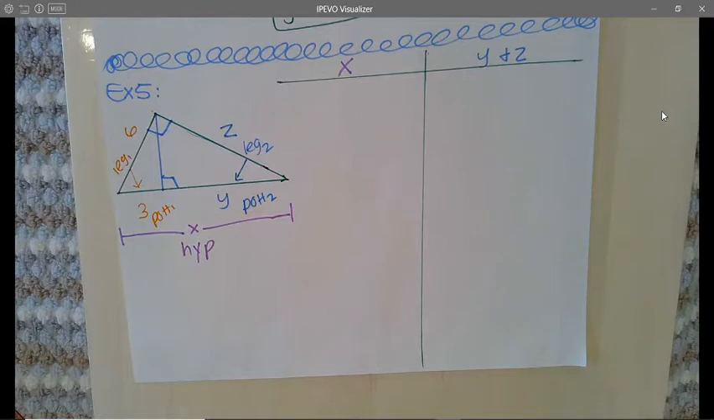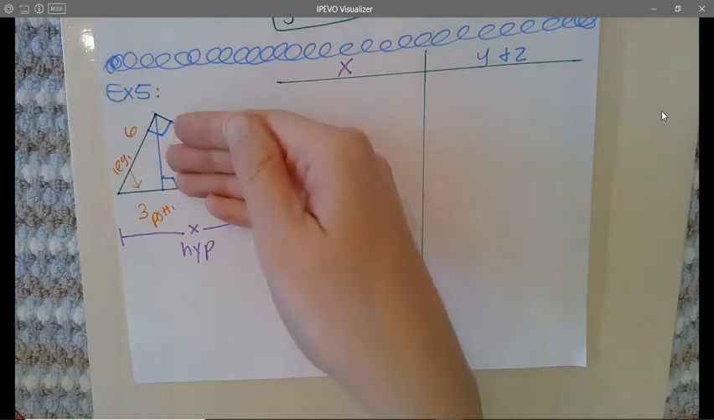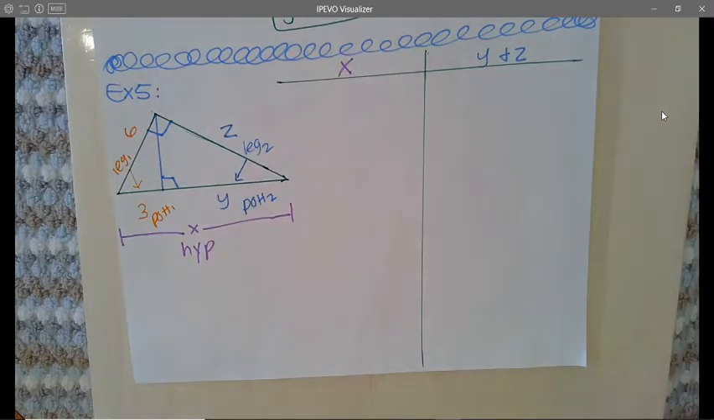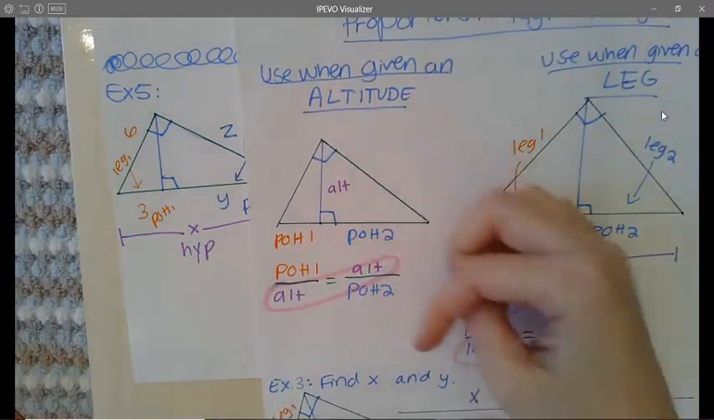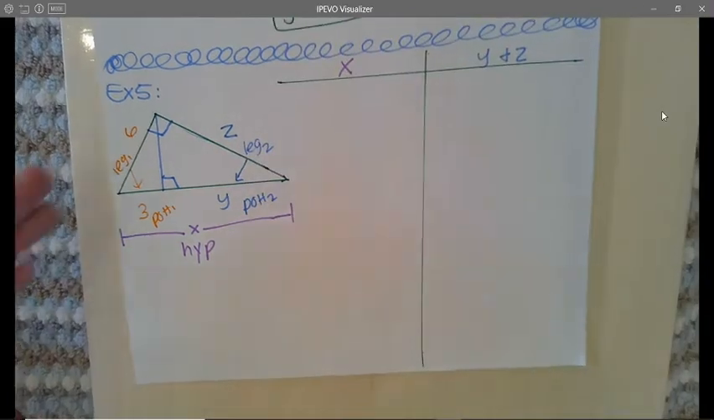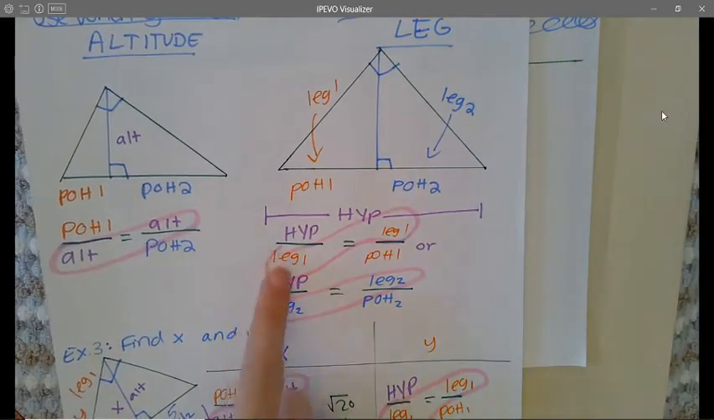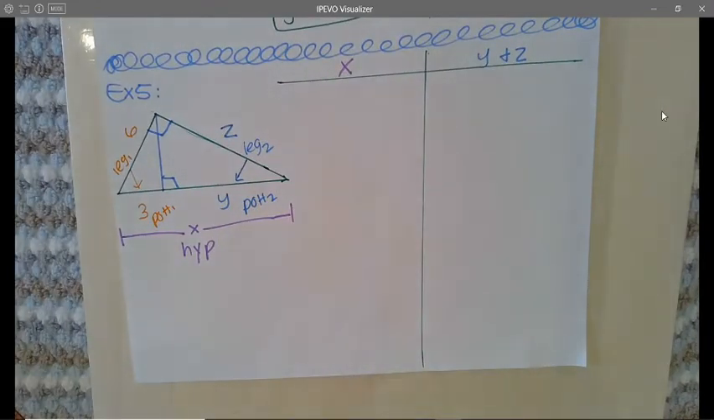Now, what part did I not label in my picture that we normally label? I did not label the altitude because I don't have a variable on there, and I don't have a side length. So in this problem, we're not even going to be dealing with the altitude. That means I'm not going to use this formula, because we're not given an altitude. We only have legs on here, a leg 1 and a leg 2. So we're going to be using the second formula twice.